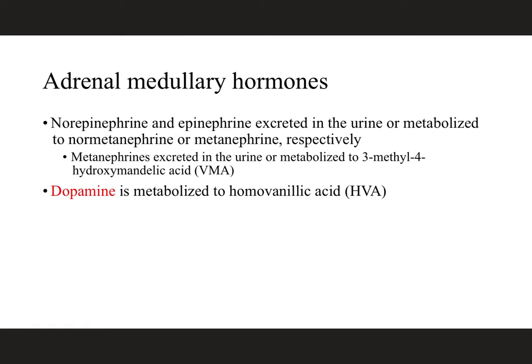And so with norepinephrine and epinephrine, they eventually will get secreted in urine, or they get metabolized to normetanephrine or metanephrine respectively. And then they can get further metabolized to something called VMA, which is 3-methyl-4-hydroxymandelic acid. And then with dopamine, that actually gets metabolized to HVA or homovanillic acid. And these are what we would usually measure, again, in urine to determine if we have high or low levels.